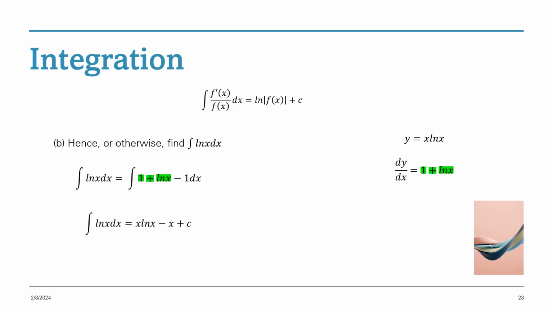The 1 plus ln x integrates to x ln x, and we know that 1 integrates to x. So we get x ln x minus x, and because it's an indefinite, don't forget to put the plus c.